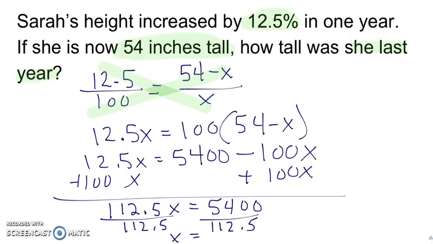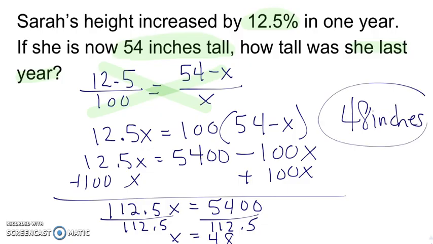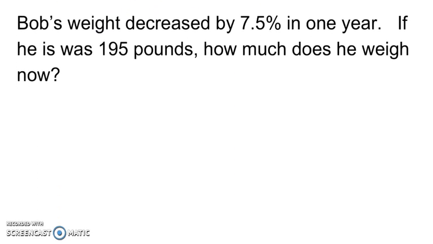$5,400 divided by 112.5 gives us a height of 48. Going back to label, how tall was she last year? It's measured in inches, so she was 48 inches tall last year. Let's take a look at another one.